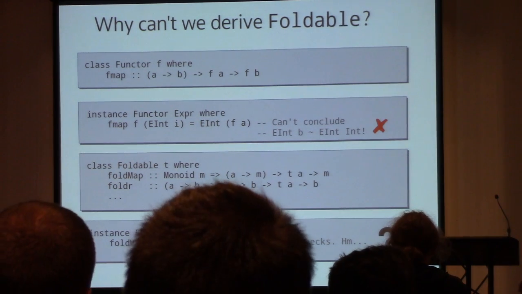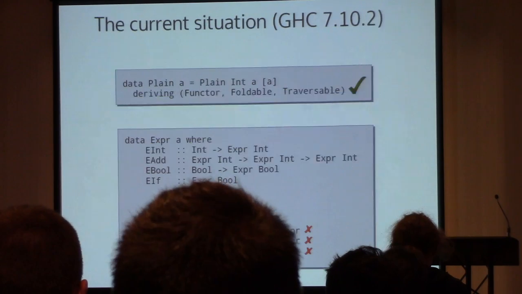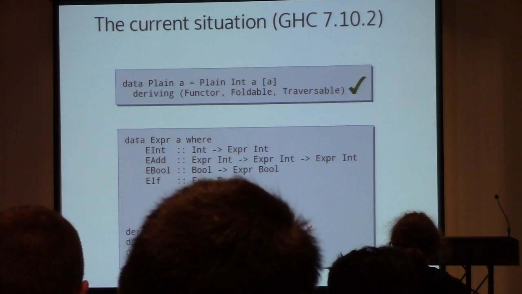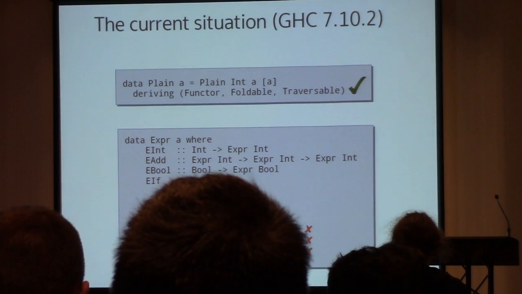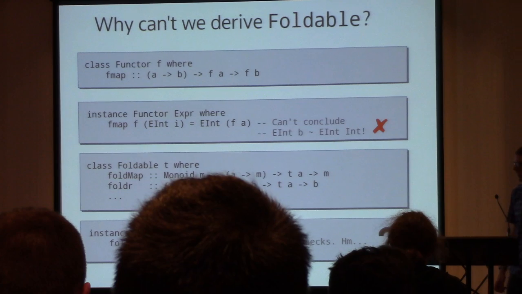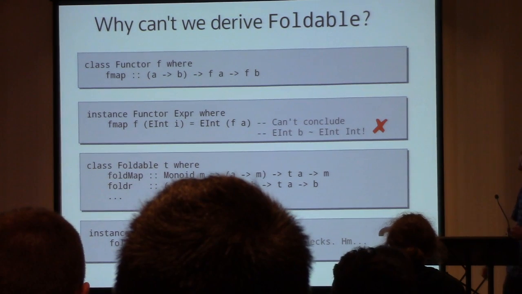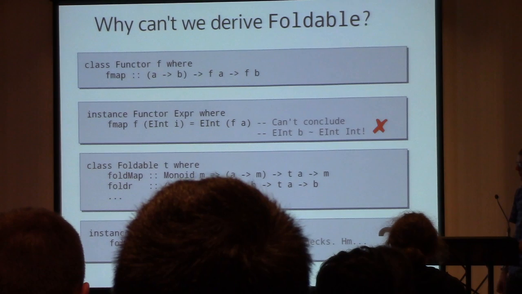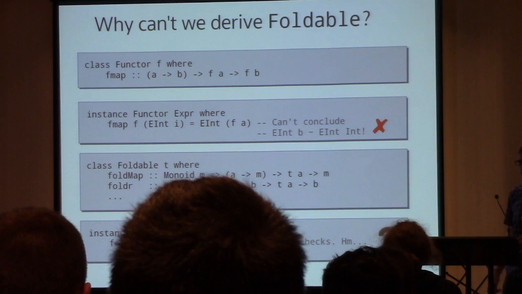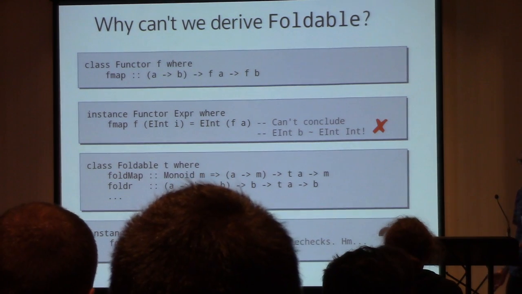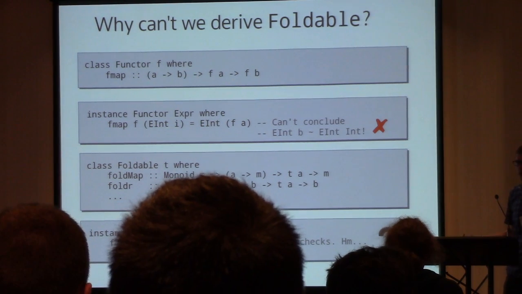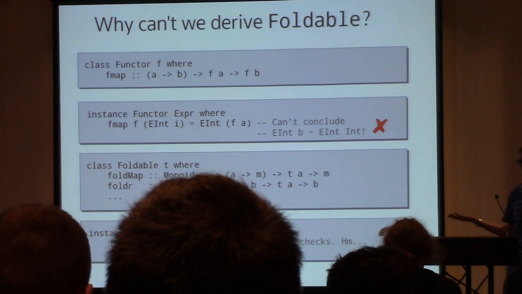So if you try to derive Functor for that previous expression language I defined, I should have copied over the slide, but the important part is that the return type of EInt is Expression Int, not Expression a. So if you were trying to generate the code for a Functor instance for Expression, it would come up with EInt of f of a. And the problem is that the return type needs to be EInt of b, but because it's constrained, it needs to know that it's actually EInt of Int. There's no way for it to come up with that because it has to be truly polymorphic. It has to be any type b, and there's no way you can produce that constraint, so it won't work.